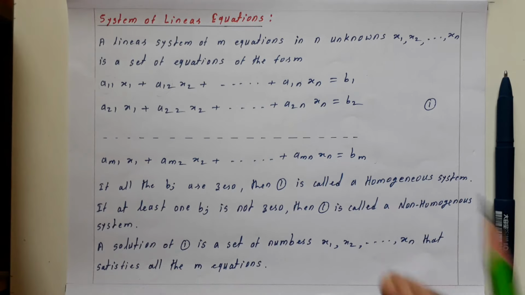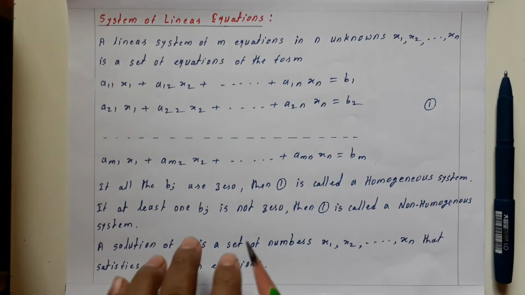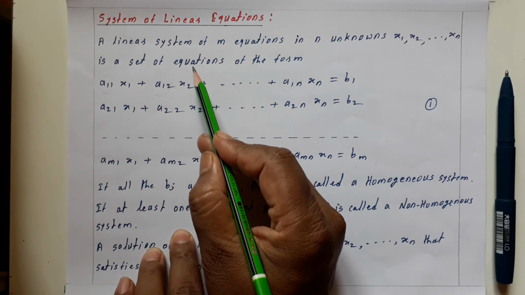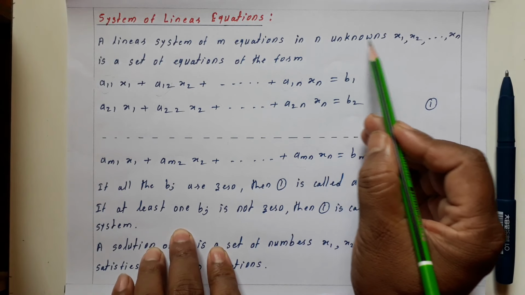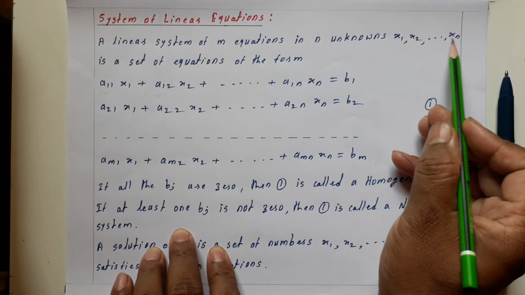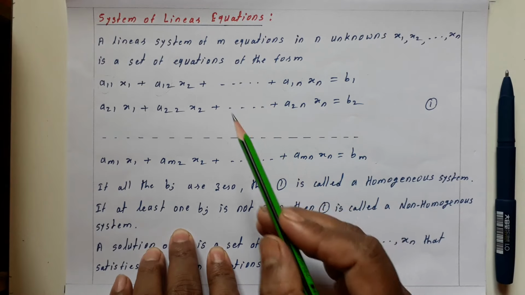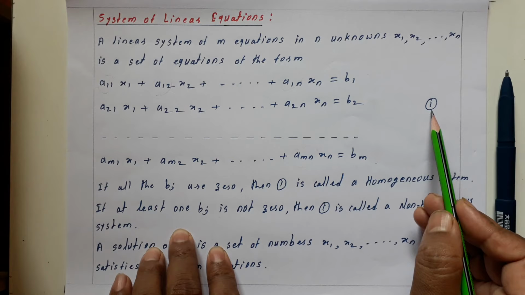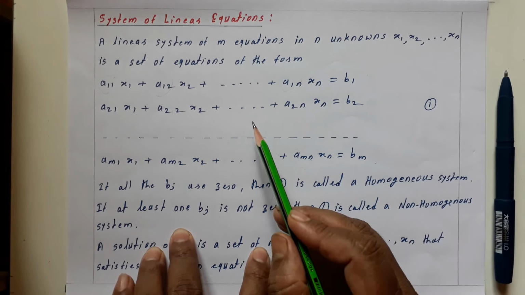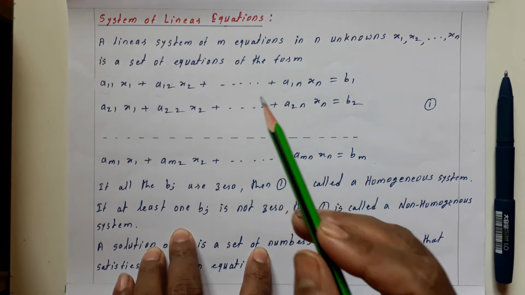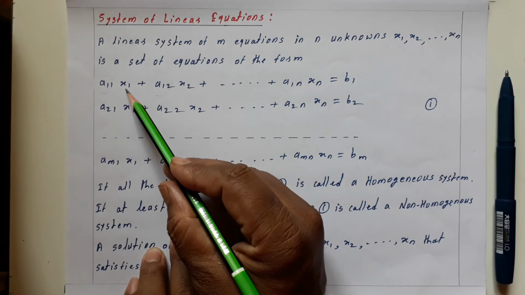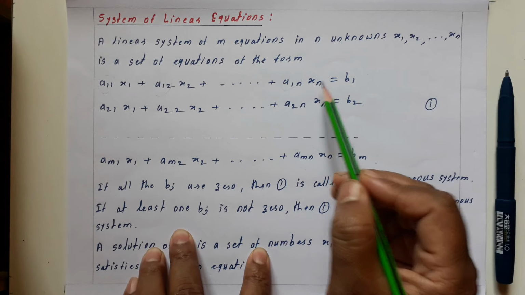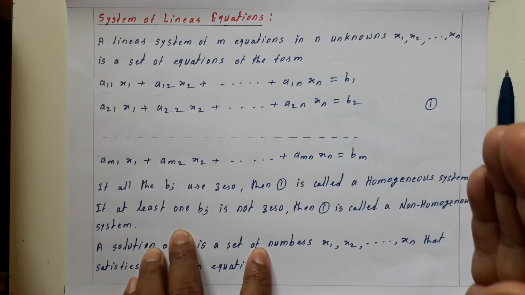So let us see linear system. A system of linear equations is a set of equations with the same unknowns x1, x2 up to xn. Now consider the following system of linear equations. It is denoted by 1. Now this system is called linear because each variable x1, x2 up to xn occurs in the first degree only.